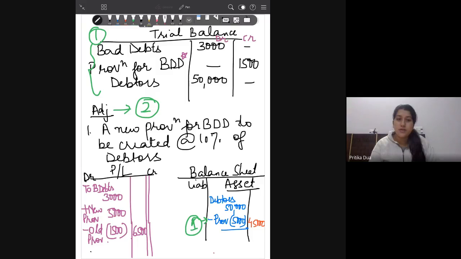Any question in this? Yes. Hopefully this is clear to everyone. Now there might be, yes, there is a question, I believe. Yes, Ma'am, Sumit, that old provision thing.